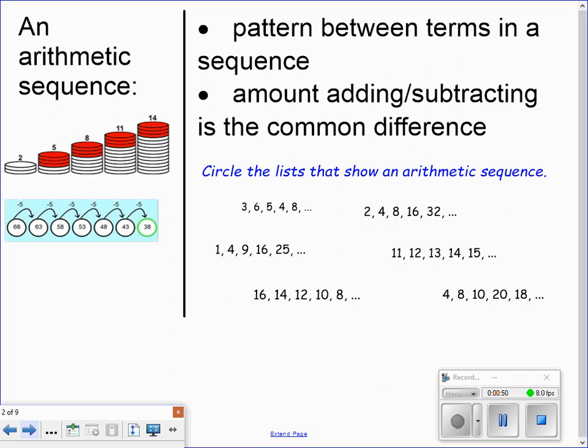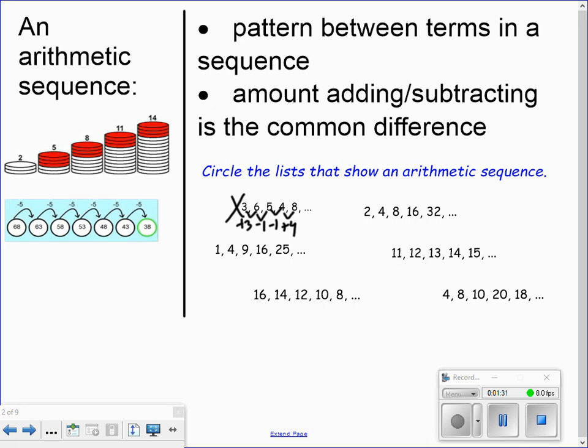If we're looking at this first one, we see the numbers 3, 6, 5, 4, and 8. What we're looking for when we're looking for a sequence is a pattern. In this case, we're going from 3 to 6, which would be plus 3, and then from 6 to 5, which is minus 1, and then from 5 to 4, which is minus 1, 4 to 8, which is plus 4. So here there's no real pattern. We're not adding by the same amount, we're not subtracting by the same amount. We don't have a repetition of any type. So in this particular case, this would not even be considered a sequence.